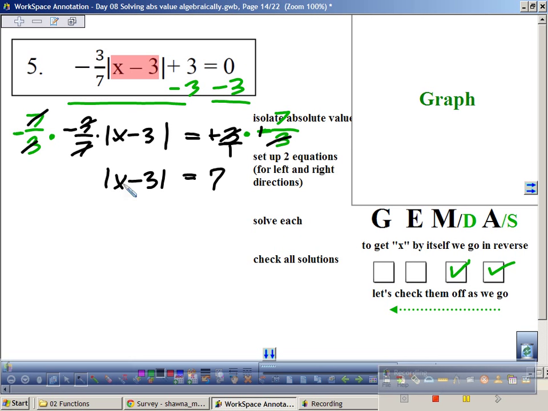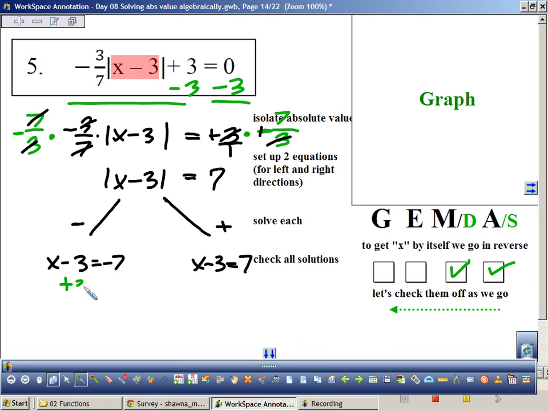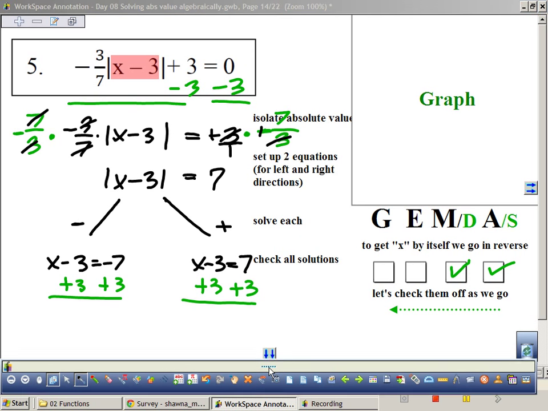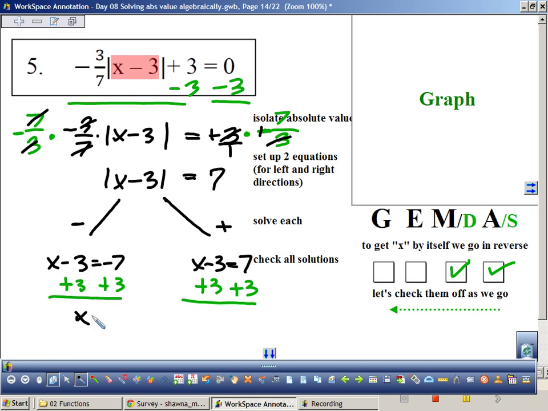This is now saying the distance between x and 3 is 7 in both directions, the positive direction and the negative direction. So x minus 3 is negative 7, and x minus 3 is positive 7. Add 3 to everybody. And x equals negative 4, and x equals 9. And I'm going to reveal the graph.